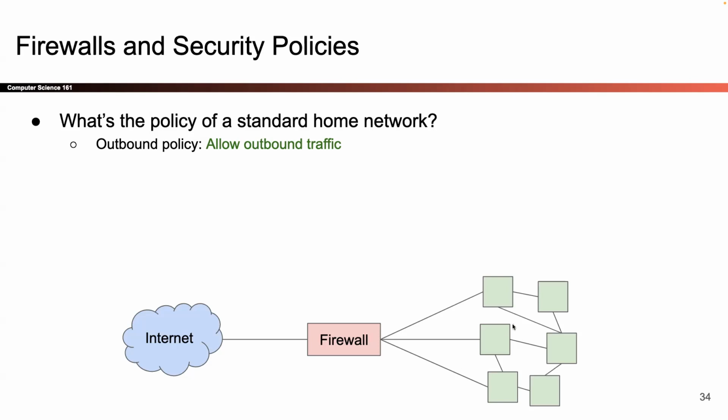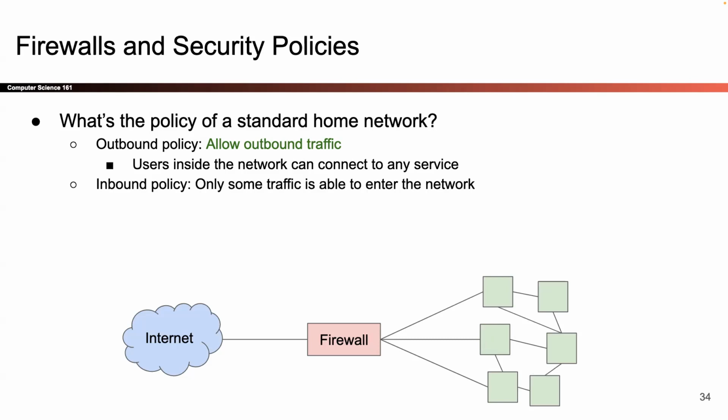If you don't like that, you think some of these people are malicious, you can change your threat model. But a common threat model out there is that everyone inside is trustworthy, so outbound traffic is okay. That means also that anyone inside can connect to any service. So you can connect to any website you feel like. And if you don't like it, change your policy.